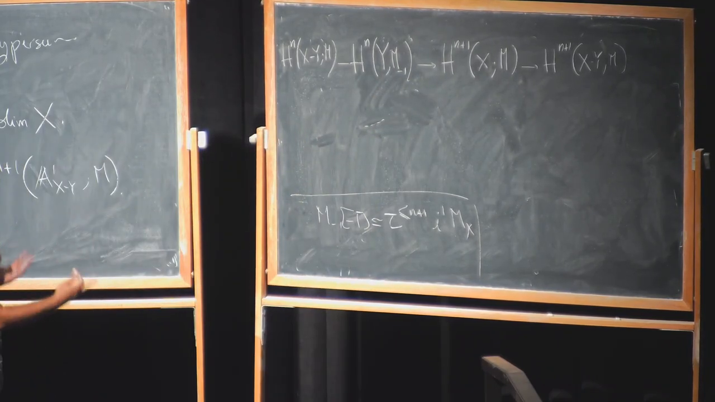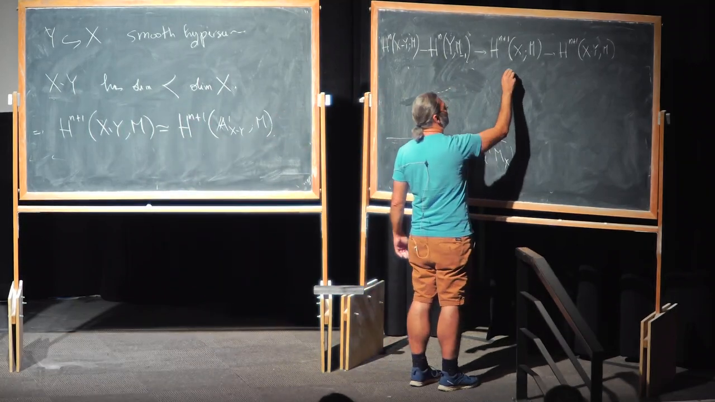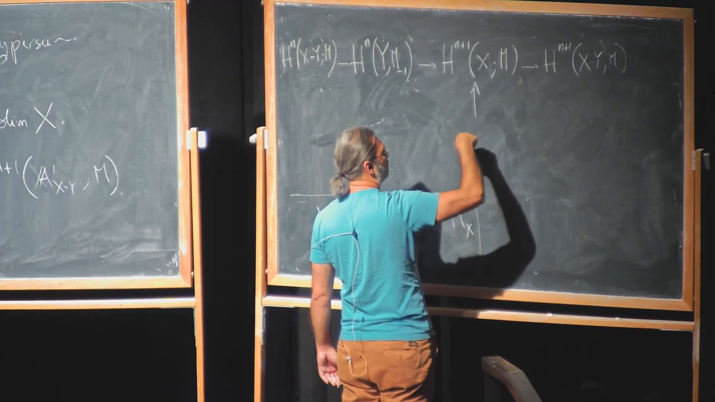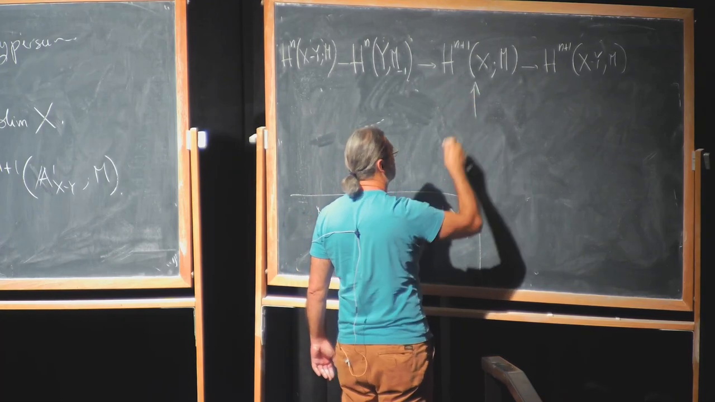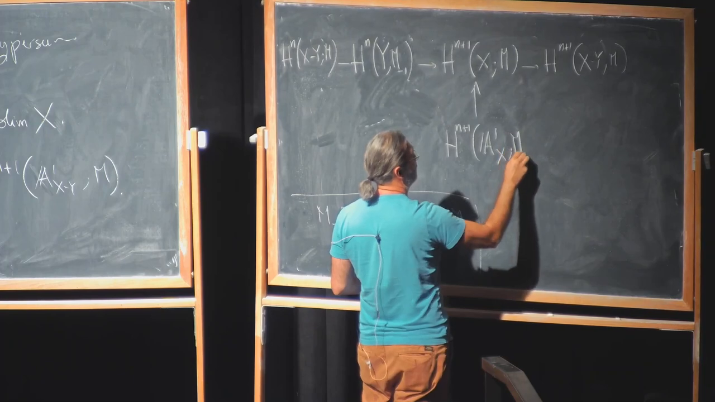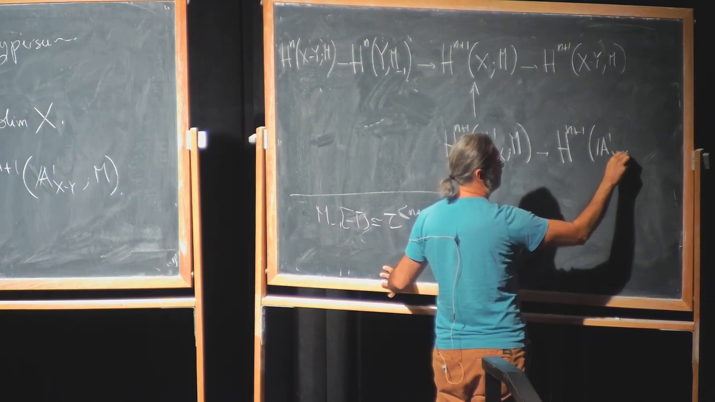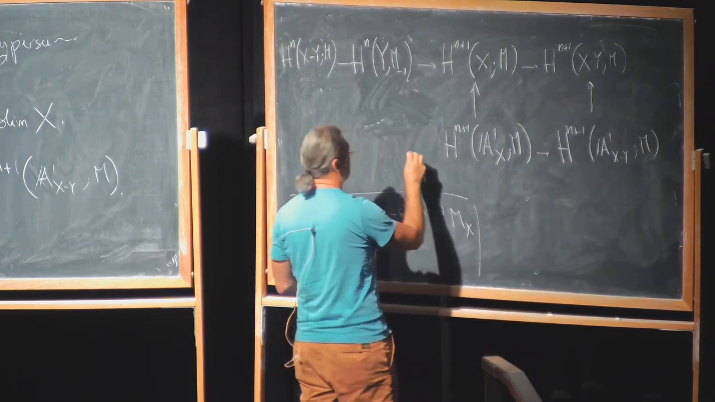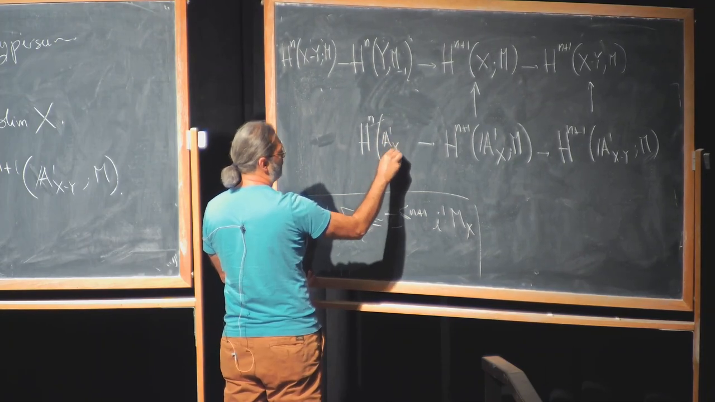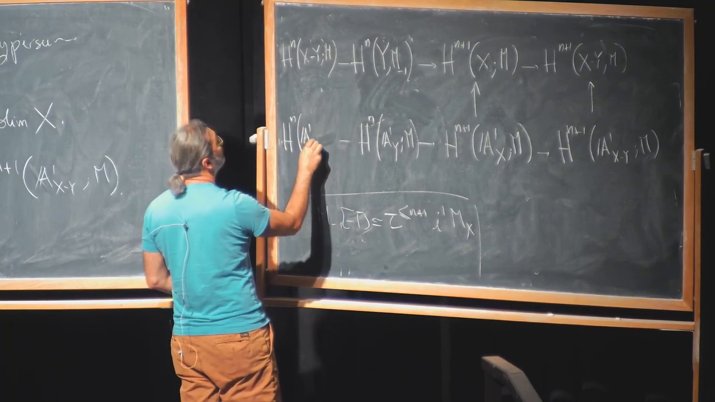Okay, so we have this sequence, and we have a similar one for any x, actually, and in particular for x times A1. So let's write it down. And I'm going to use these maps, the maps going up, which are given by restriction along the zero section. So this would be H n plus 1, A1 x, x minus y. So here I have an H n A1 y n, and here I have an H n A1 x minus y.